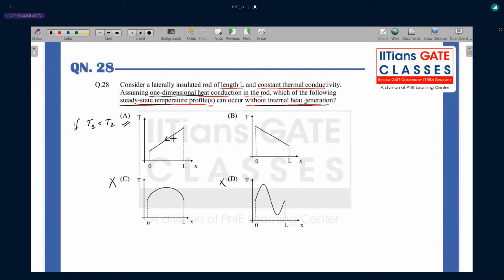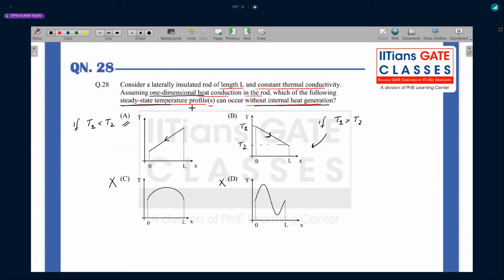Okay. What about if T1 is greater than T2? Okay, this is T1, this is T2, then this kind of temperature profile is possible, and this is the direction of heat transfer. Okay, so both the options A and B, it is a multiple choice question.